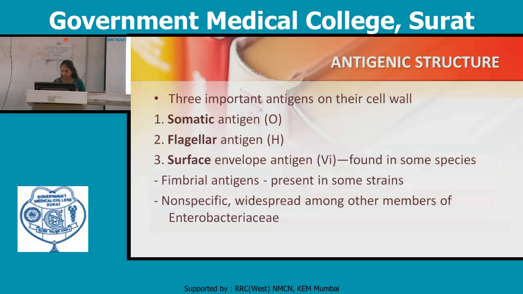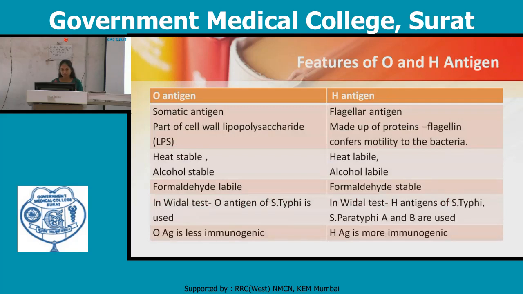Antigenic structure of Salmonella. Three important antigens on their cell wall: somatic antigen O, flagellar antigen H, and surface envelope antigen Vi, that is found in some species. Also fimbrial antigen present in some strains, and non-specific antigens widespread among other members of Enterobacteriaceae. Now, the features of O and H antigen, the differentiation points of O and H.